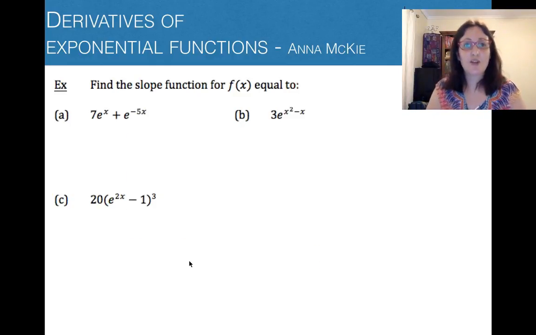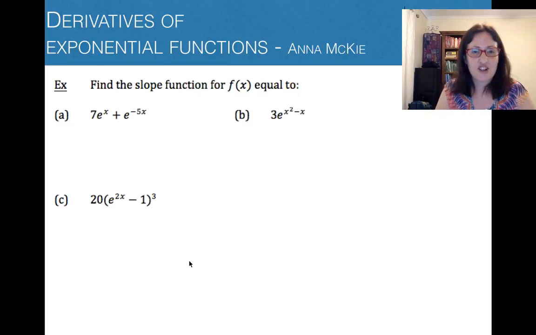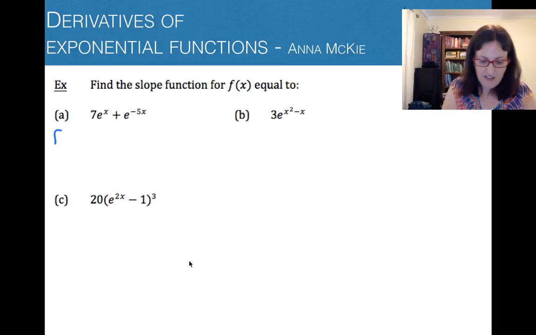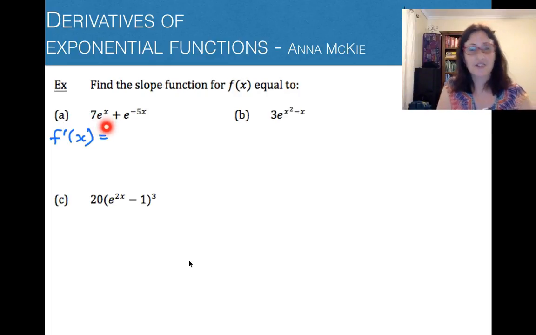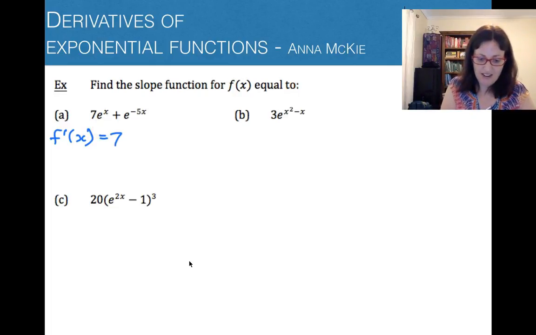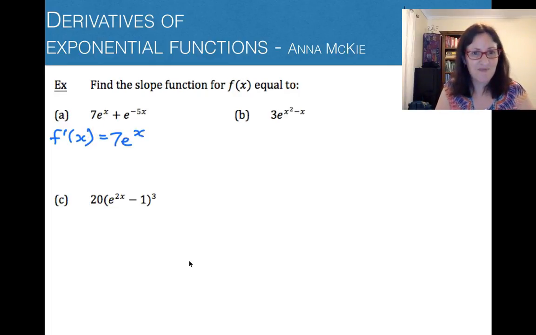So finding the slope function for f of x equal to these functions here. So we're going to be finding f dashed of x, that's the slope function. Now, first of all, 7e to the x. So we differentiate term by term. Well, the derivative of e to the x is just e to the x, and the coefficient stays there. So the derivative of that part is the same.